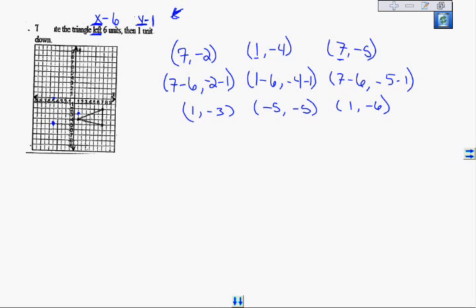I didn't mean to put a dot on my -5, 0. 1, -6. Go over 1, down 6. Connect your dots because this is a figure, and there's your translated image.